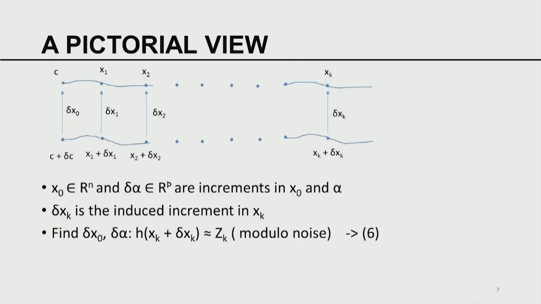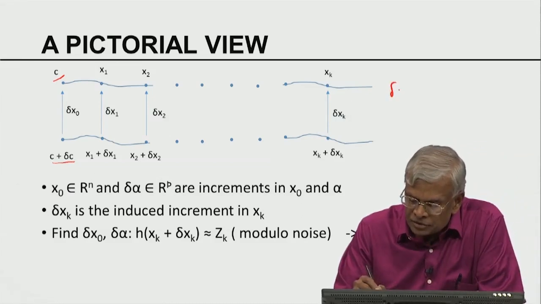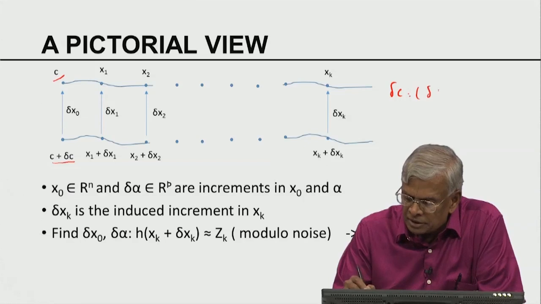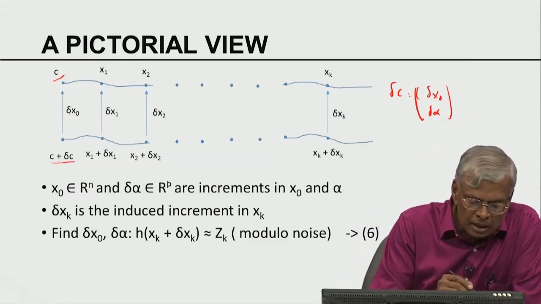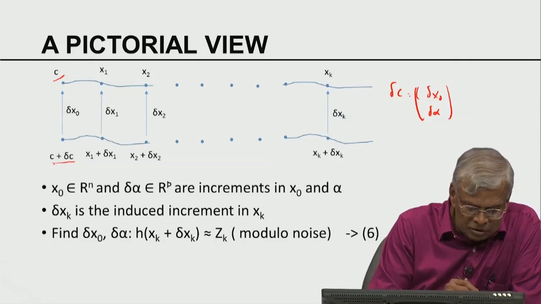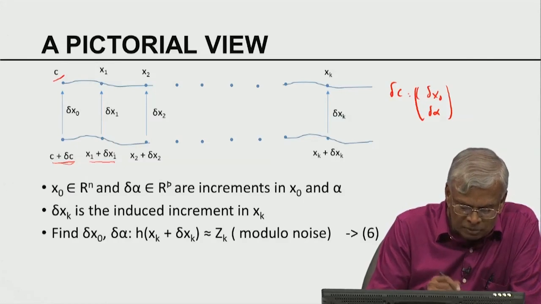Pictorially, we are going to start from C. Xk is the forecast resulting from C. I would like to be able to change C to C plus delta C. Delta C consists of delta X naught and delta alpha. So this is the change in the initial condition, delta C. So this is the new control. From the new control, I can get a new state, which is X1 plus delta X1.